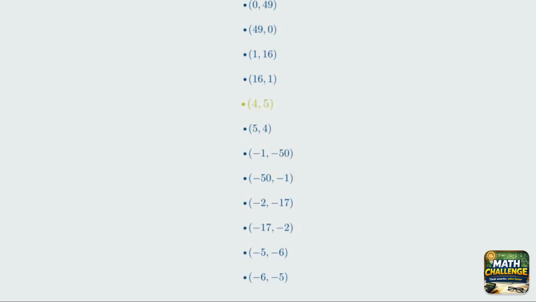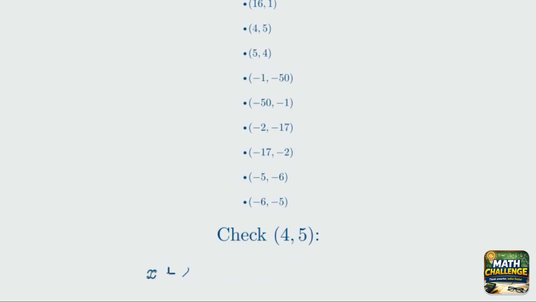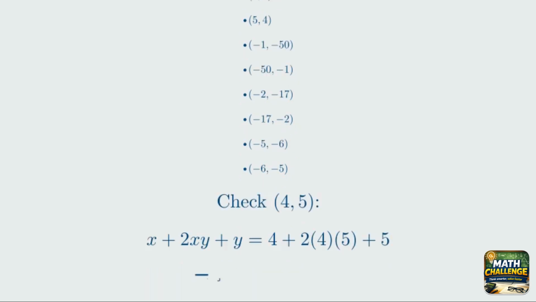So, let's list out all the integer solutions we found for the equation x plus 2xy plus y equals 49. We have 8 unique pairs. Let's quickly check one of them, for example, 4, 5. Substitute x equals 4 and y equals 5 into the original equation. We get 4 plus 2 times 4 times 5 plus 5. This simplifies to 4 plus 40 plus 5, which equals 49. It works. The solution is correct.